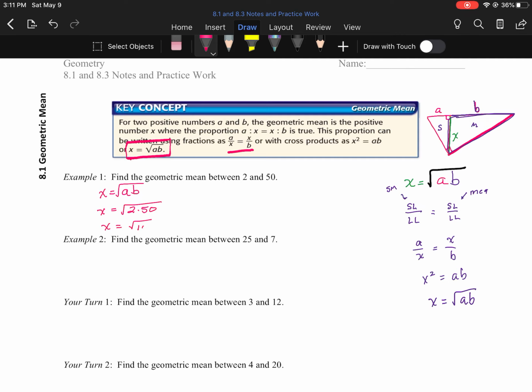So 2 times 50 is 100. Square root of 100 is 10. Okay, so X is equal to 10 in that case. For the second example, again, find the geometric mean between 25 and 7. So X is equal to the square root of 25 times 7. 25 times 7 is 175. And then when we square root that, we get approximately 13.2. And you could just simplify that radical if you wanted to.